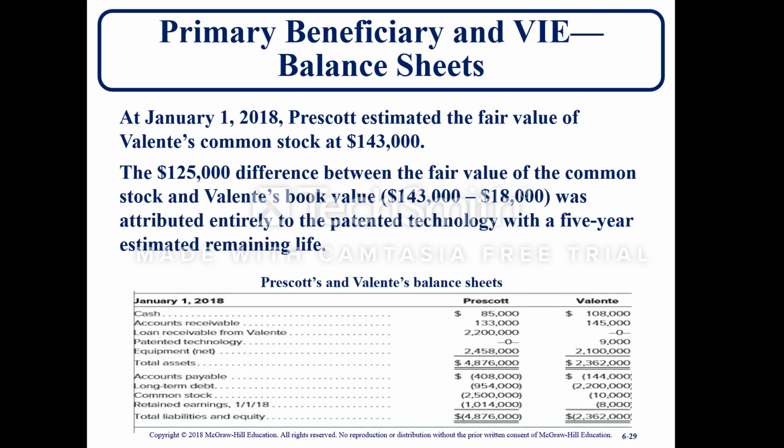Primary beneficiary and VIE balance sheets. At January 1st, 2018, Prescott estimated the fair value of Valente's common stock at $143,000. The $125,000 difference between the fair value of the common stock and Valente's book value was attributed entirely to patent technology with a 5-year estimated remaining life. Here we have an illustration of Prescott and Valente's balance sheets independently at January 1st, 2018.